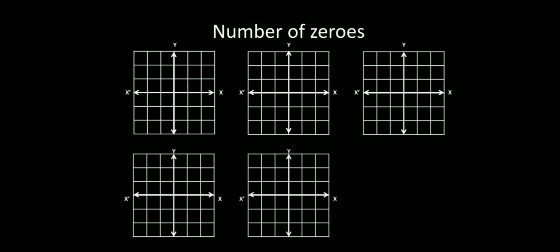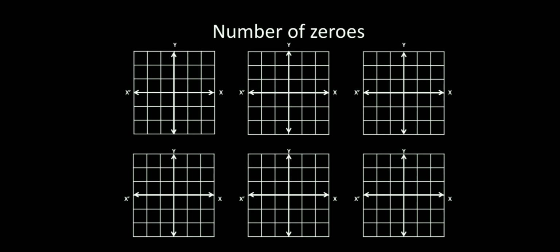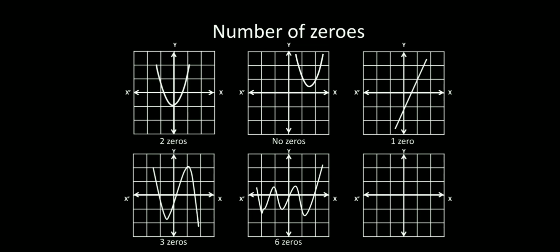Understand one common, basic concept: the number of times the graph of the polynomial intersects the x-axis is the number of zeros it will have. Okay, so in the first box you can see it is intersecting twice, in the second one not at all, in the third one once, in the fourth one, below the first one, three times, in the fifth one it is intersecting the x-axis 6 times, and in the last one, as you can see, it is intersecting only once. Okay, so let us move on.